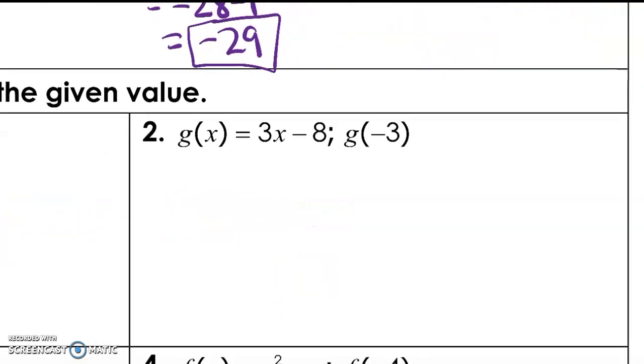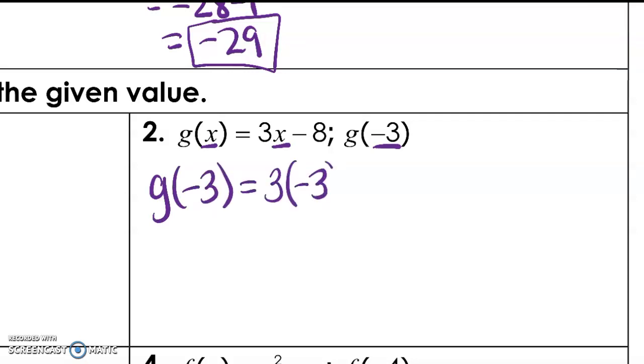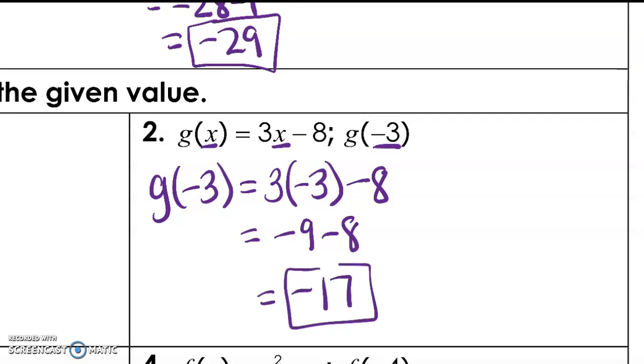Number 2, g of x is 3x minus 8. We need to find g of -3. So wherever the x is, if it helps you to underline it like I just did, we need to put -3. So g of -3 equals 3 times -3 minus 8. So I use parentheses there. If you want to use a multiplication sign, that's fine, as long as you know to multiply. We would get -9 minus 8, so -17 is our answer for g of -3.